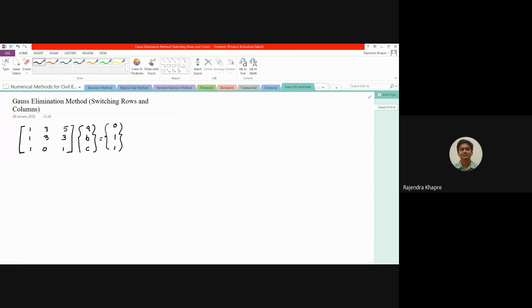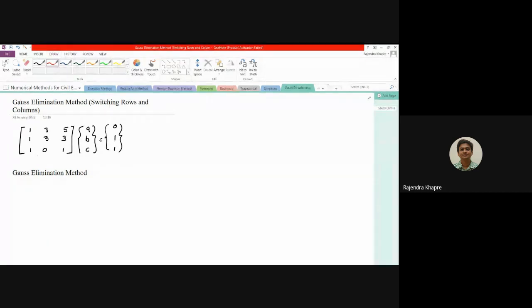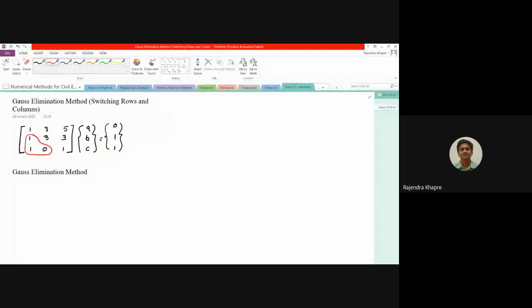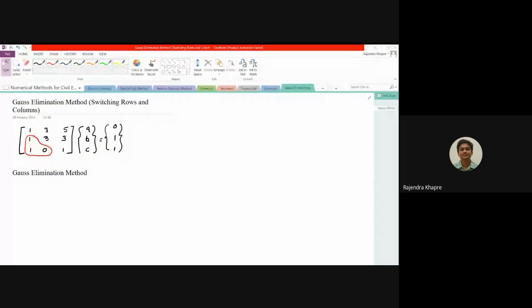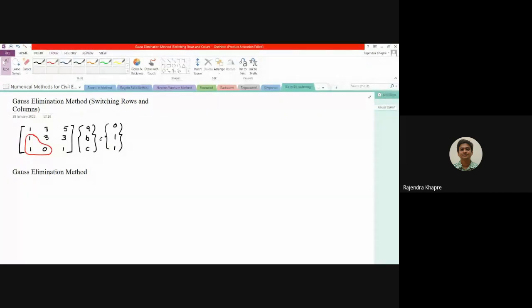Traditionally, we will try to solve the same problem using the Gauss elimination method first. So let us do this with the Gauss elimination method. Ideally, in the Gauss elimination method, what exactly we are doing is trying to convert the given matrix into an upper triangular matrix, such that the elements in the lower triangle should be zero. So how to do this?